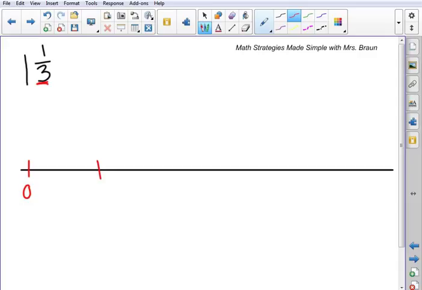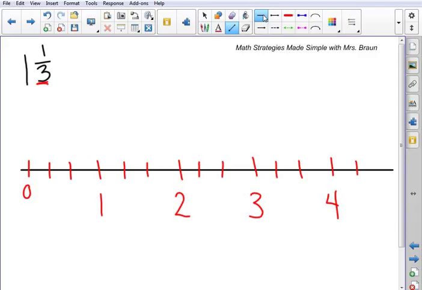This time I'm going to draw my whole numbers so you can see it both ways. And I'm going to try to draw my whole numbers equal distance apart. Might not be perfect. I'm going to do my best. And then between each of those, I'm going to split them into 3 equal parts. All right. Now, I'm going to take a look at what I have here.